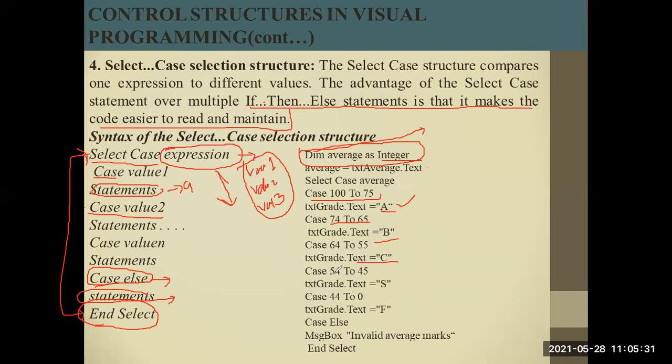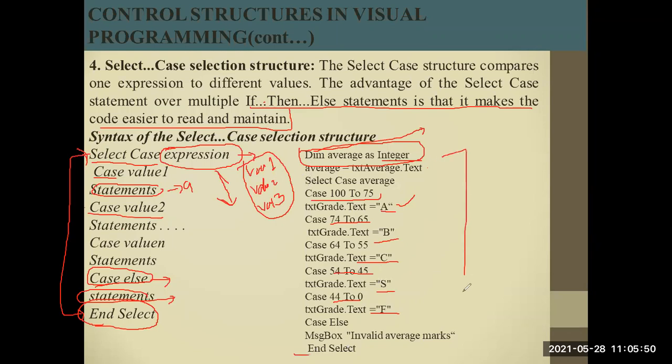Similarly, if the case value is between 54 to 45, I will store the text as D. Similarly, in case between 0 to 1, I will store F, and then else it will execute. Fine, and it will end with the End Select statement.